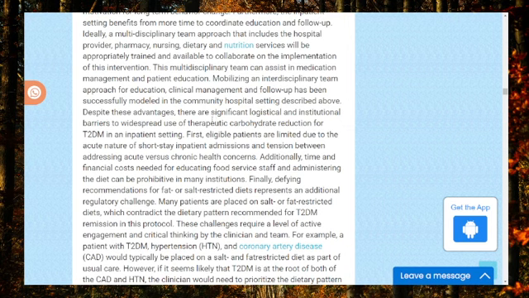Despite these advantages, there are significant logistical and institutional barriers to widespread use of therapeutic carbohydrate reduction for T2DM in an inpatient setting. First, eligible patients are limited due to the acute nature of short-stay inpatient admissions and tension between addressing acute versus chronic health concerns. Additionally, time and financial costs needed for educating food service staff and administering the diet can be prohibitive in many institutions. Finally, defining recommendations for fat or salt-restricted diets represents an additional regulatory challenge.